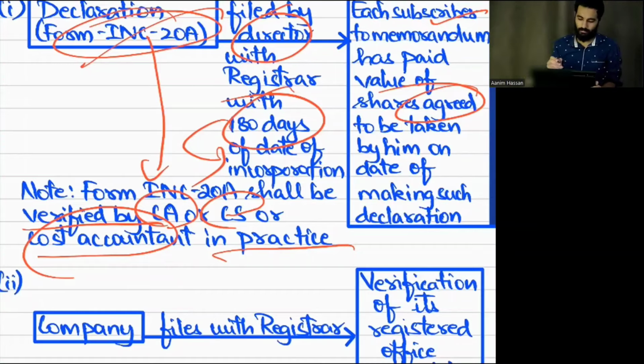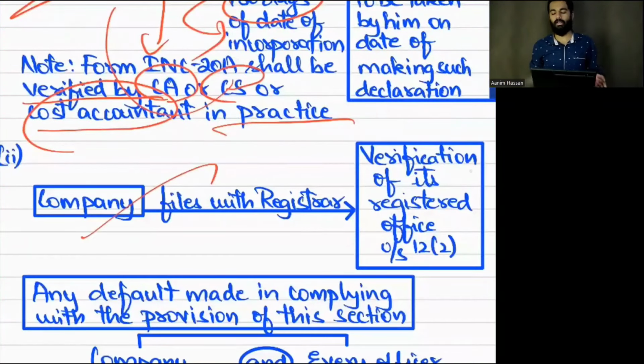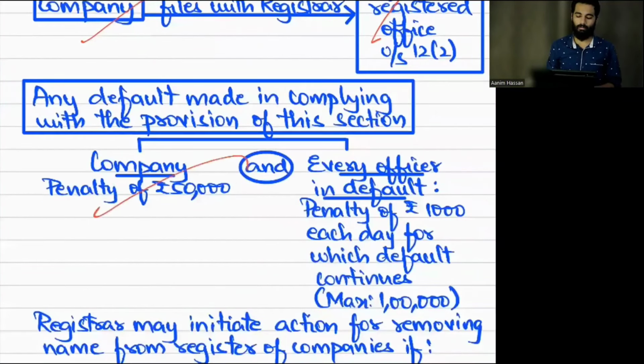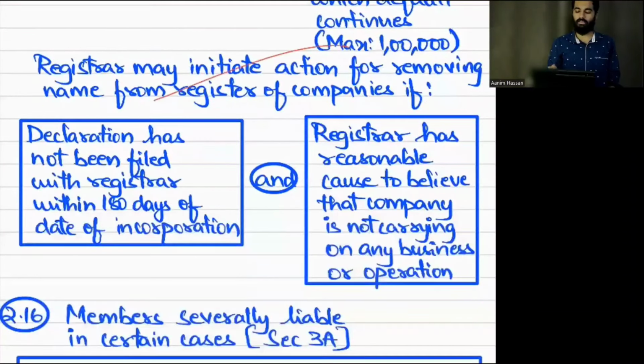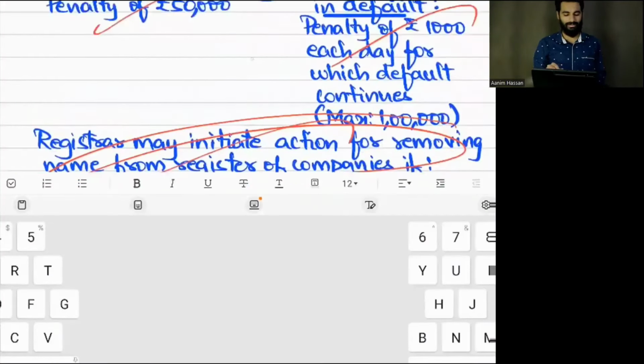Okay, coming back. In this point, I forgot to mention one provision about the sectoral regulator. If you want to start a bank, you have to get the approval of the RBI, and you have to attach this declaration. That is one condition. The second condition is that you have to file with the Registrar the verification of the registered office. If you do these two, then you can commence business or start borrowing. If there is default, the company penalty is 50,000, and the officer in default penalty is 1,000 per day, maximum 1 lakh. The Registrar can also initiate removing the name from the register of companies if the declaration has not been given within 180 days.